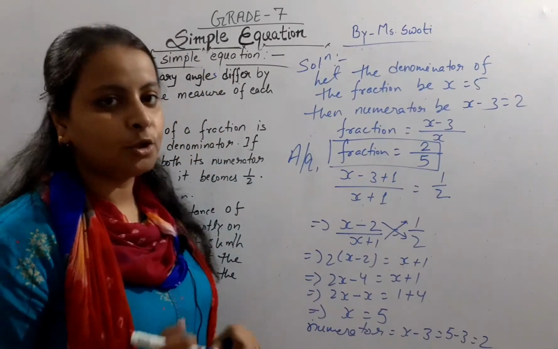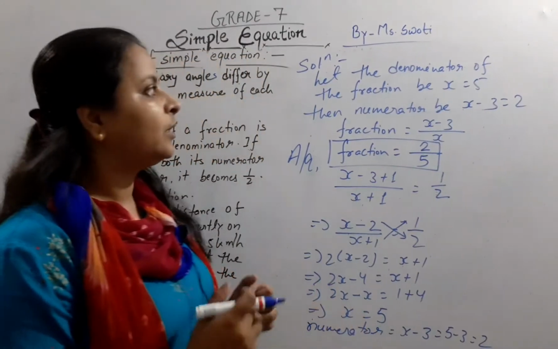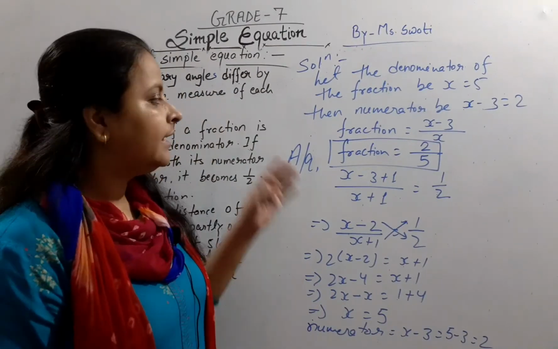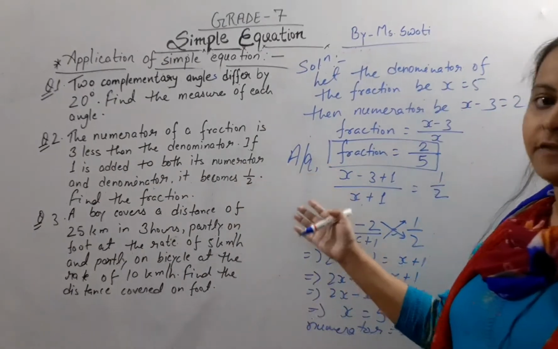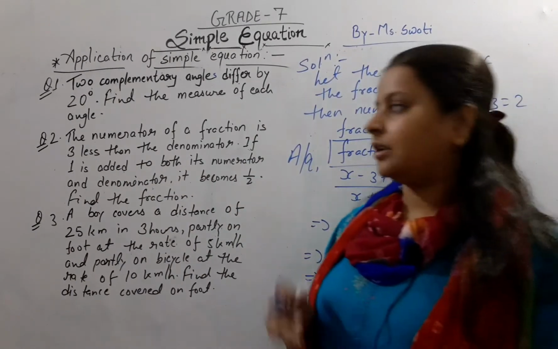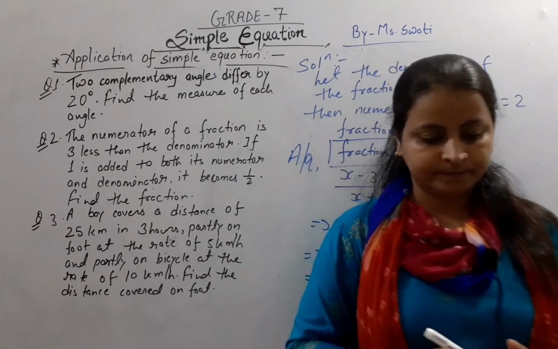Okay. So first we have to assume what the denominator and what the numerator is. Then we have to apply what is given in the question, and on the basis of that we solve the equation. Now we move to our third question.